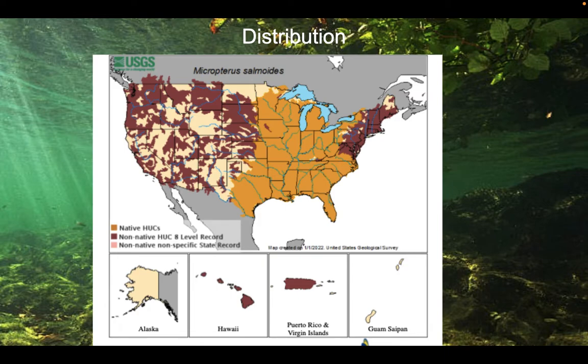The next thing I want to talk about is distribution. They are found all over the United States. They range in North America from the St. Lawrence River, the Great Lakes, Hudson Bay, and into the Mississippi River Basin.